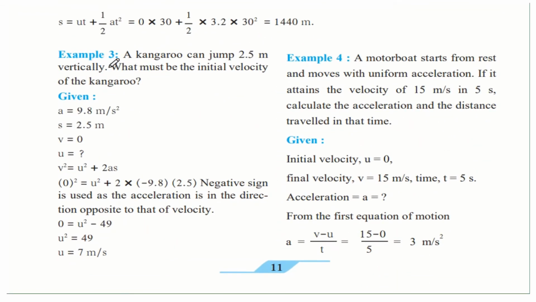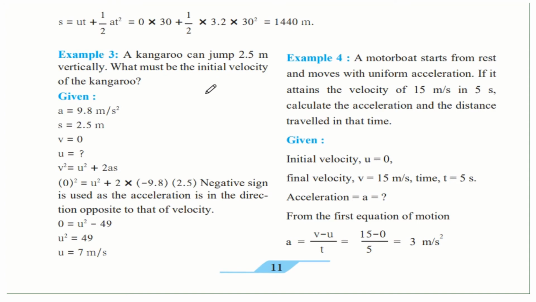Let's see the third example. A kangaroo can jump 2.5 meter vertically. What must be the initial velocity of the kangaroo? So here they are asking us to find the initial velocity, that is u. So the kangaroo who was on the ground jumped vertically in the air. So at one point when you jump in the air, you come to a rest. So that point was 2.5 meters in the air. So they are asking us to find the initial velocity.